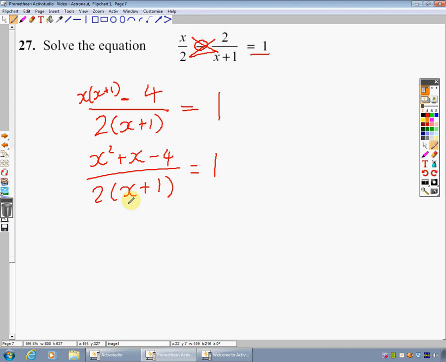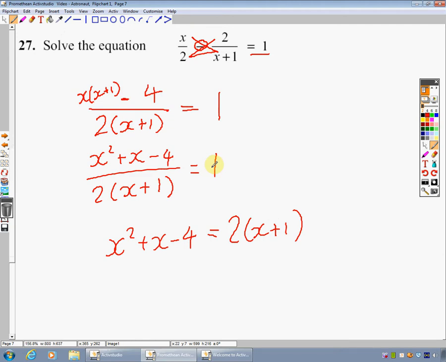We have to think about this stuff here divided by this stuff here is equal to 1. Well, the only way I'm going to get something divided by something to equal 1 is if that something, my x squared plus x minus 4, is equal to the stuff on the bottom, 2x plus 1. That's the only way that's going to work. Something divided by something is 1, so this must equal that.